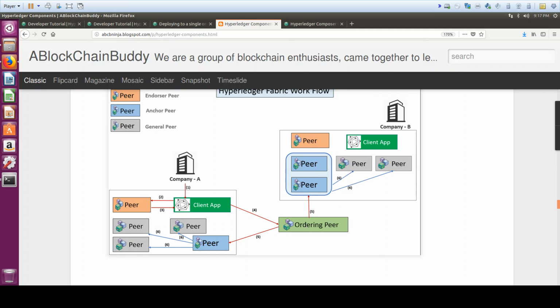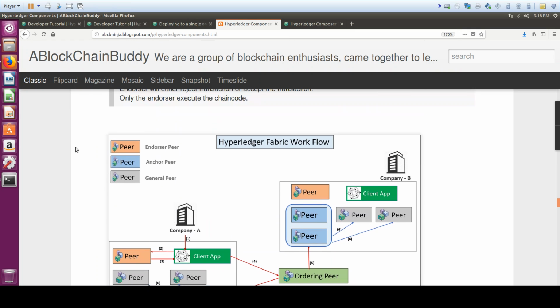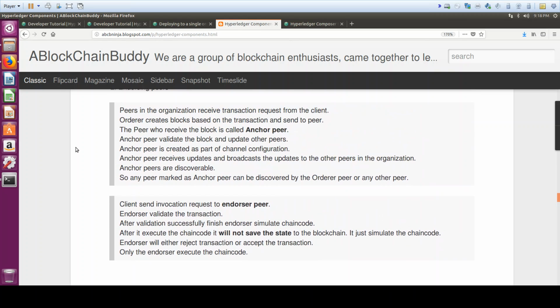So here comes the ordering peer, nothing but the orderer. He sits on top of all the organizations, and it maintains the communication channel. It acts as a communication channel between different networks, different organizations, and it keeps the organizations in sync with the current data. Okay, so let's go back and see what the anchor peer and endorsing peer are.